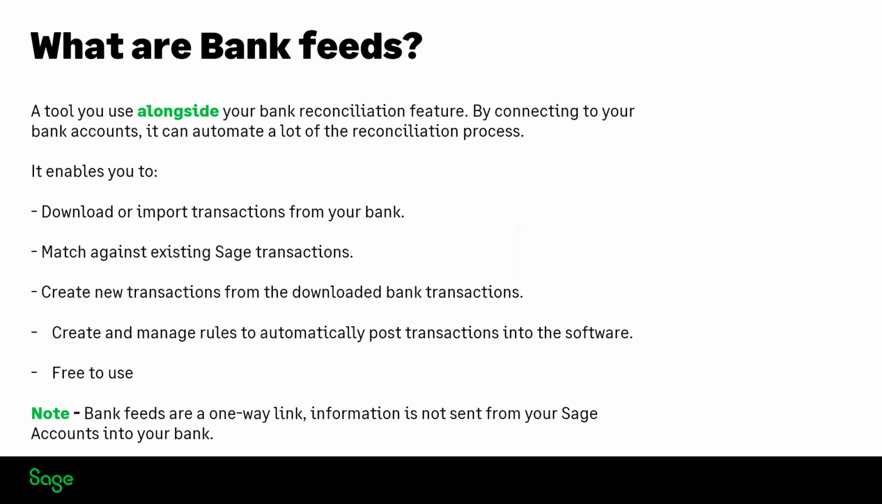It enables you to download or import transactions from your bank. Importing is only available on version 30.1 or above, so that's a newer feature of the later versions. You can match these bank transactions against existing Sage transactions, you can create new Sage transactions from downloaded bank transactions, and you can create and manage bank feeds rules for transactions to automatically post into the software.